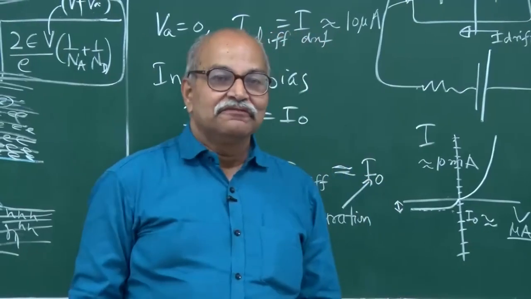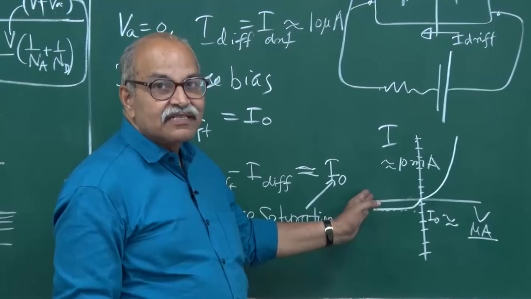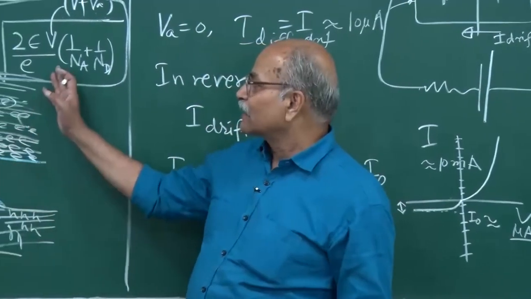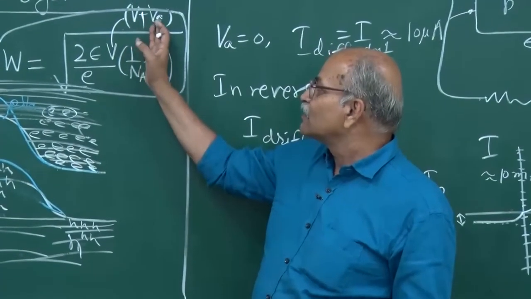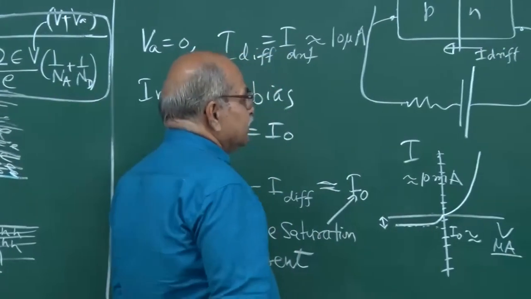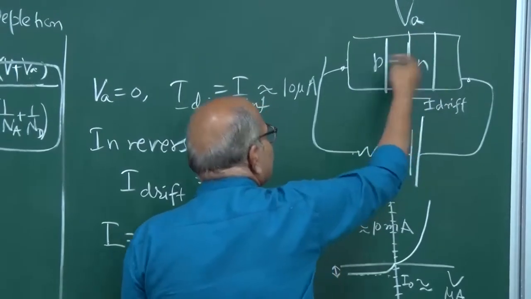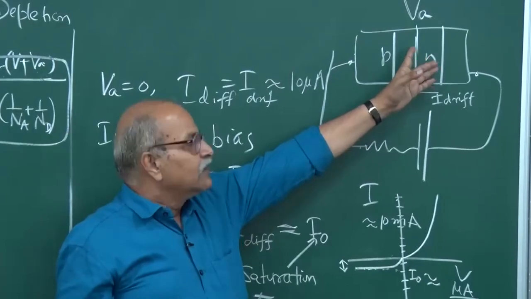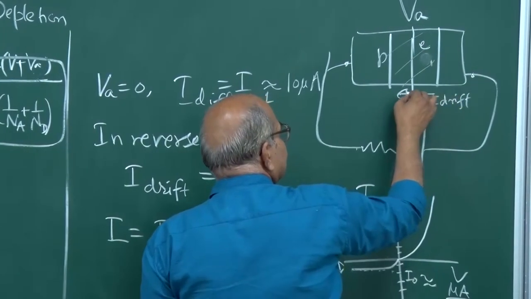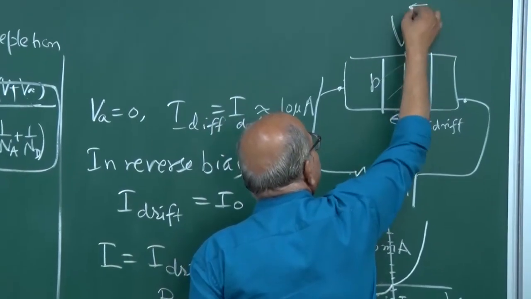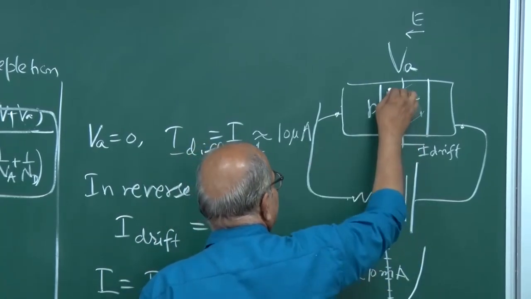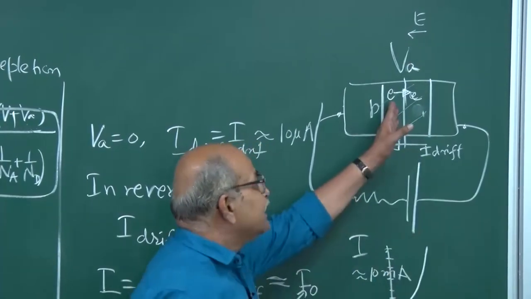So now let me talk of what happens if I have very large reverse bias voltage. Large reverse bias voltage also means wide depletion layer, this equation. Okay? If you apply a large reverse bias voltage, you are increasing the barrier, and therefore you are widening the depletion layer. So the electrons or the holes which are drifting because of the electric field, an electron-hole pair is generated in this depletion layer, and that electron is, this is the drift, this is the direction of electric field, and therefore the electrons will go in this direction and holes will go in the opposite direction.